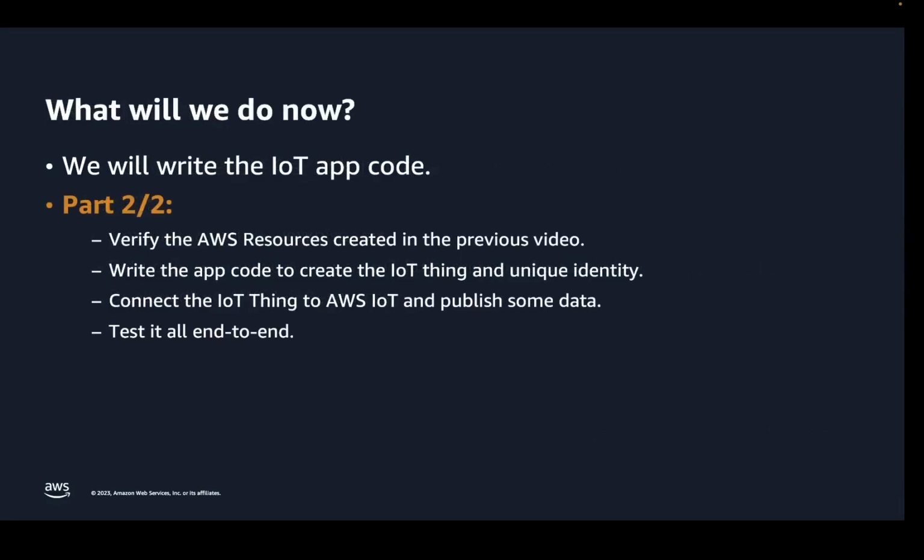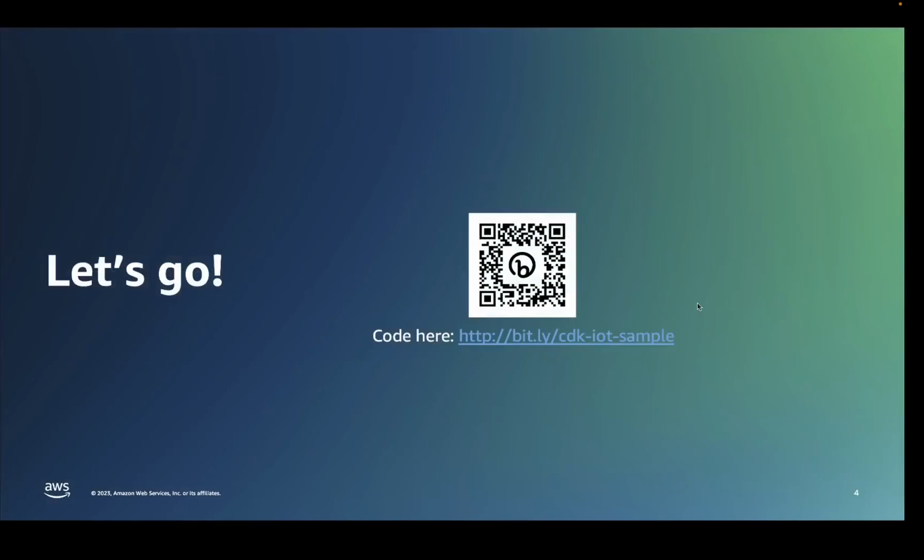In this video, we are going to be writing the actual application code. As a first step, we will verify that the AWS resources created in the previous video look okay. And if they don't look okay, we're going to fix them. Then we're going to write the application code to create the IoT thing and create the unique identity, meaning the certificate and the key pair. We are, of course, going to associate the policy we created previously with the certificate, and we are going to attach the certificate to the thing. Of course, we're going to connect the AWS IoT thing to the AWS IoT Core broker, and we're going to start publishing some data. For this, we're going to be using MQTT.js, which is an open source Node.js client library for MQTT. And for sure, we're going to be testing it all end to end.